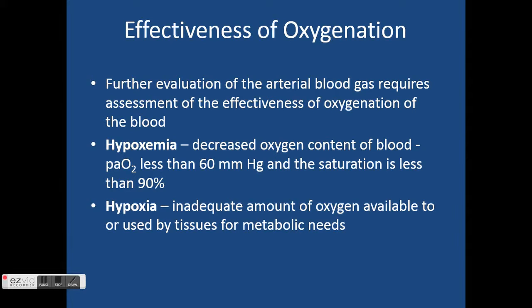For example, hypoxemia is when you have the classic decreased oxygen content within the blood. Usually the PaO2 is less than 60 and the saturation is less than 90. I'm not talking about the congenital cyanotic heart disease kids. We're talking about normal kids right now. If you have hypoxia, remember this is inadequate oxygen available or used by tissues for metabolic needs. So it's almost like a shock type of situation.